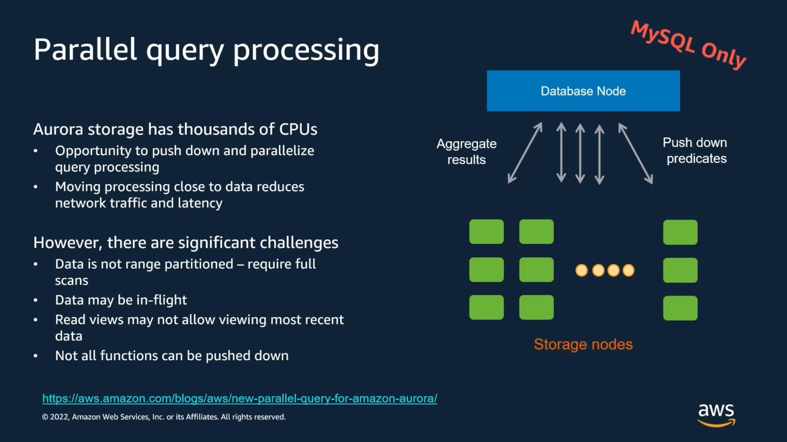In comparison, when not using parallel query, the database node has to pull all the pages into the memory, thus incurring additional network I/O and CPU utilization. Currently, parallel query supports filters, projections, expressions, and we continue to refine it and add more features as we go.